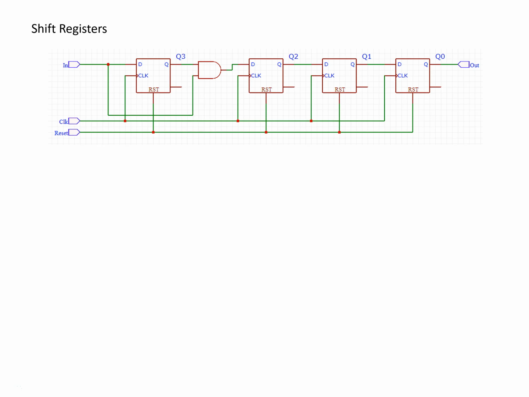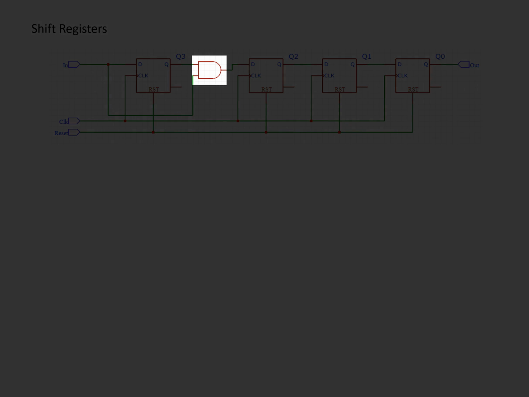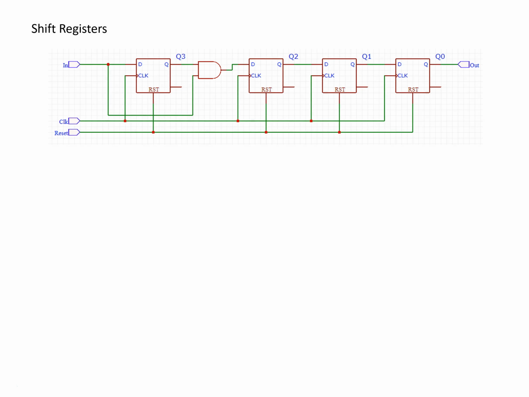In this video, we're going to analyze the behavior of a specialized shift register. The figure you see here shows the shift register we're going to analyze. It mostly looks like a typical shift register, except for the fact that it has an AND gate feeding into the second most significant bit, and this AND gate is taking a combination of the most significant bit of the shift register along with the input.